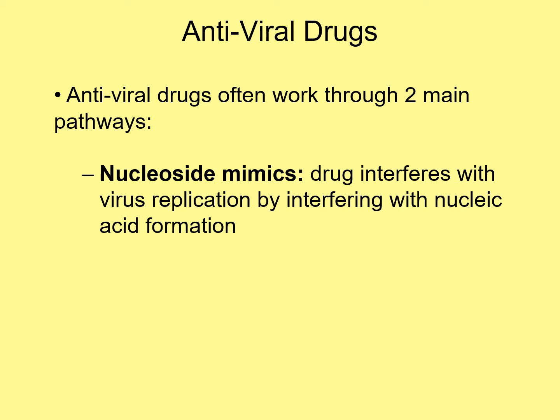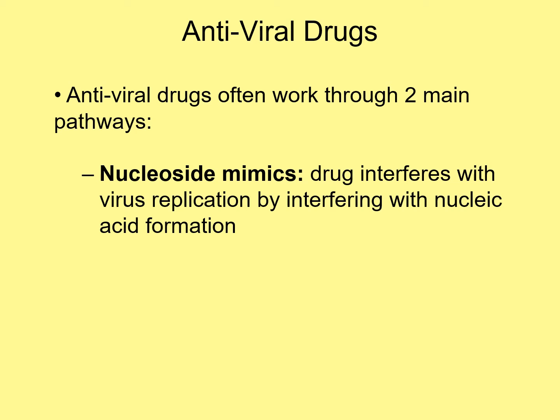And so we have two main classes of antiviral drugs. One are what are referred to as nucleoside mimics or nucleoside analogs. These are molecules that are very, very similar in structure to normal nucleosides, right? So remember, a nucleoside is the sugar plus the nitrogenous base. If you add the phosphate in, then it's a nucleotide, and those are the building blocks for nucleic acids.